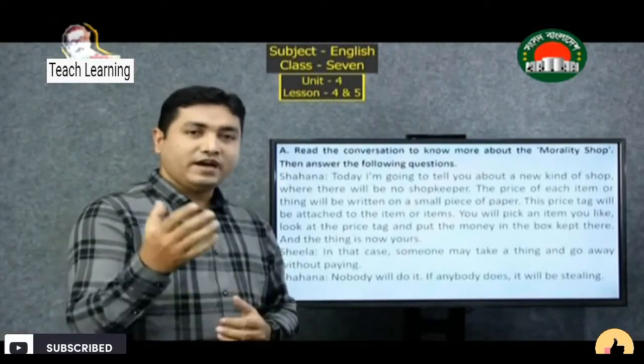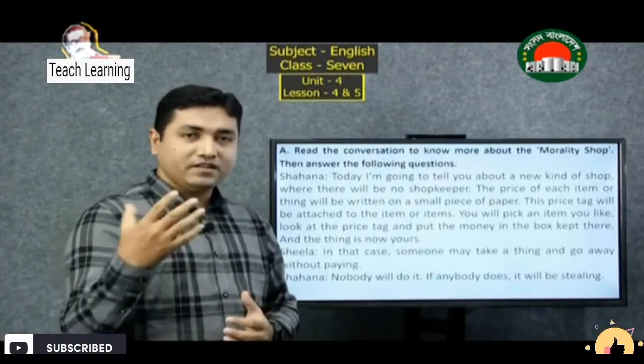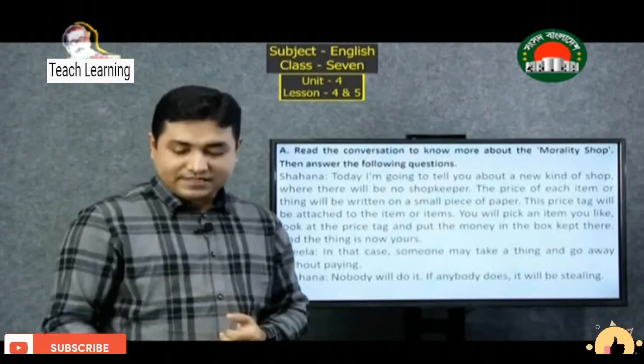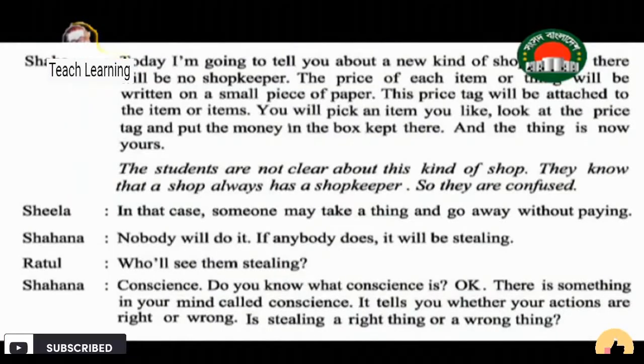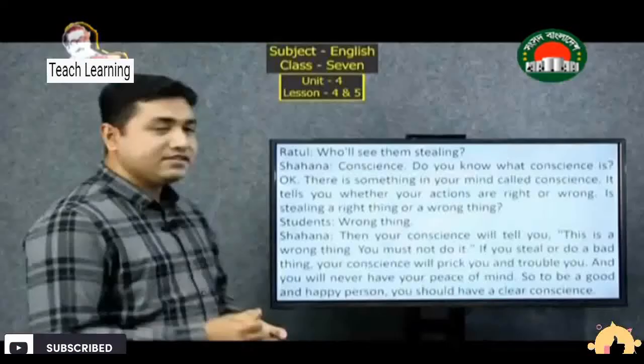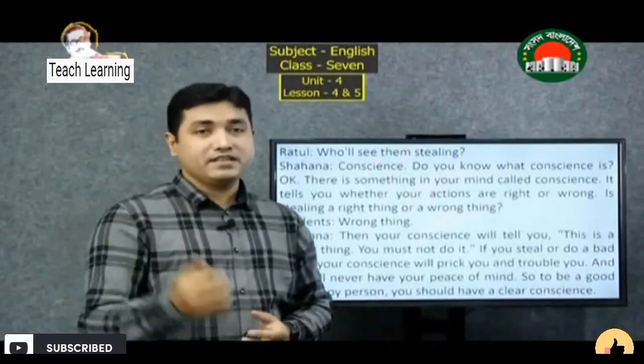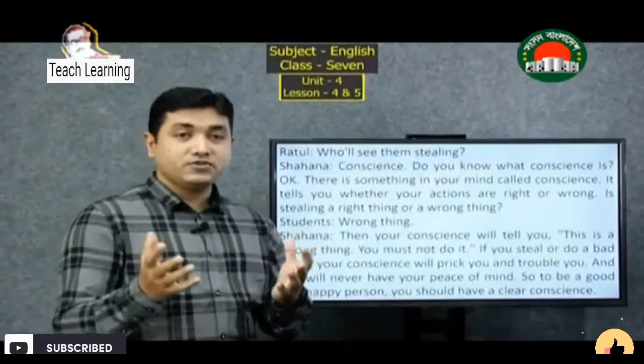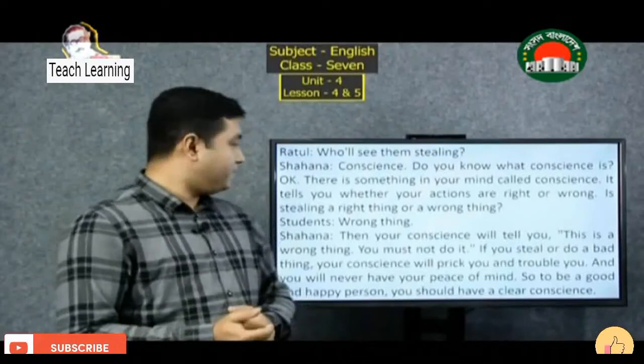Because if you take something from a shop without paying the money, and you take it away, then it will be stealing. Then Ratul says, who will see them stealing? As there is no shopkeeper, who will see them stealing? Shahana says, conscience. Dear students, do you know what conscience is?